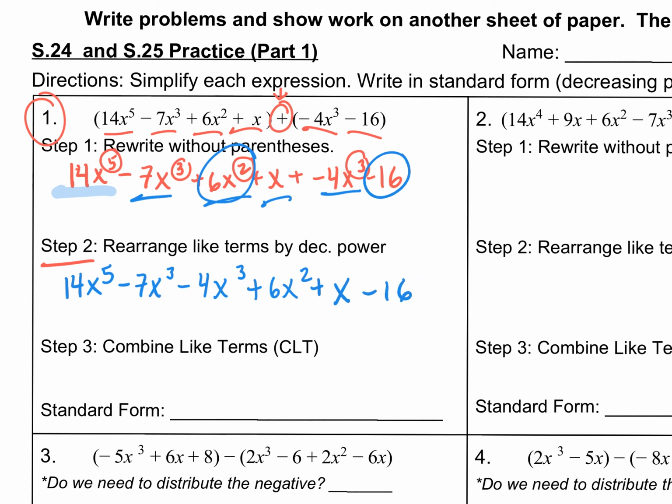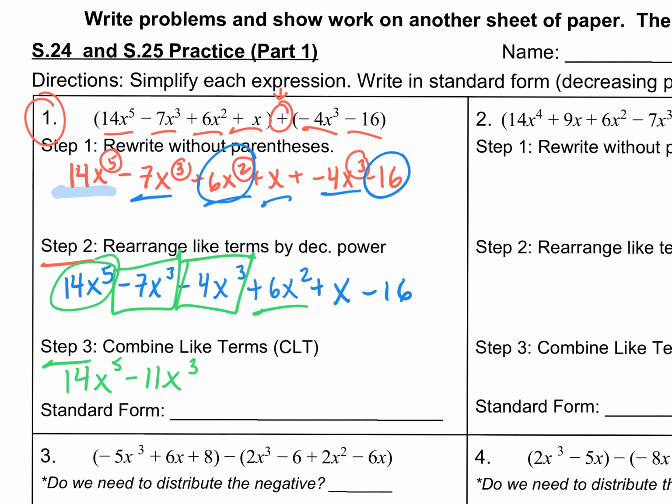Now moving on to step 3, we're going to combine like terms. Combining like terms means combining the ones that have the same variable and same exponent. So this is x to the 5th. There is no other x to the 5th. So I'm just going to copy that down. The next one is x to the 3rd power. So I can combine these two values. Negative 7 and negative 4 will give me negative 11.